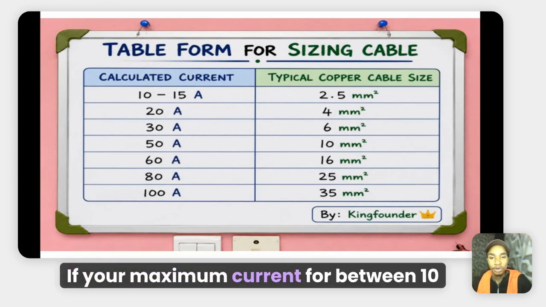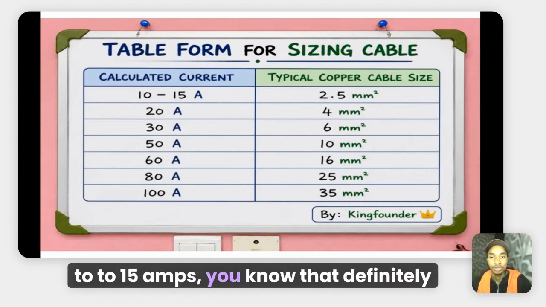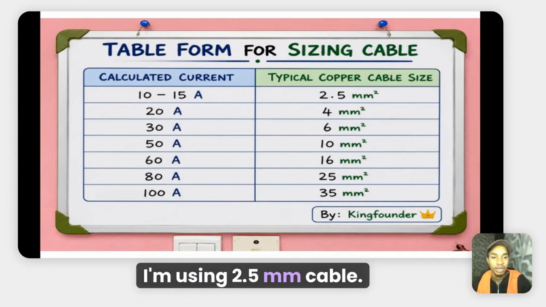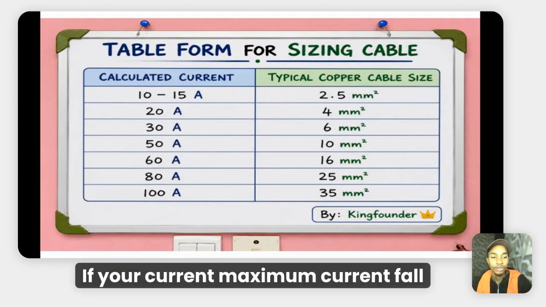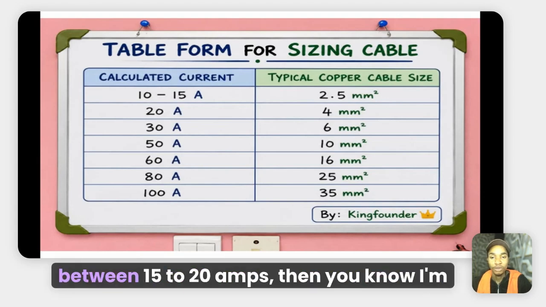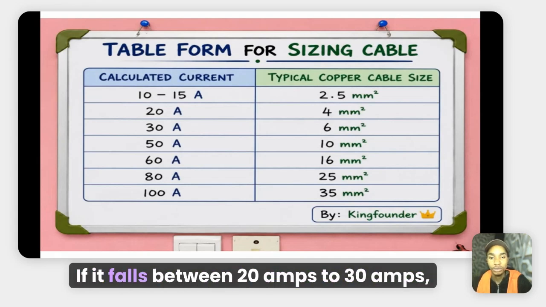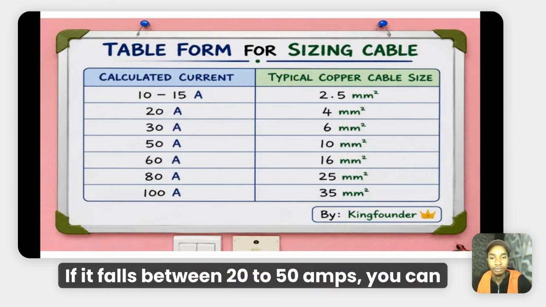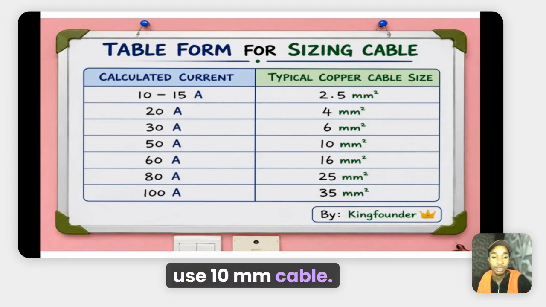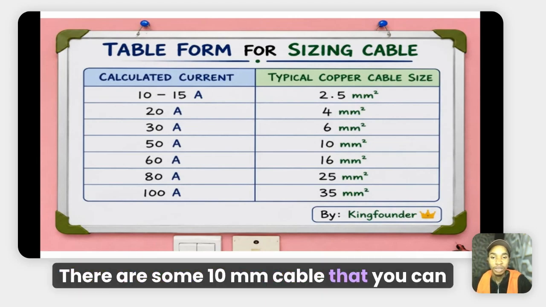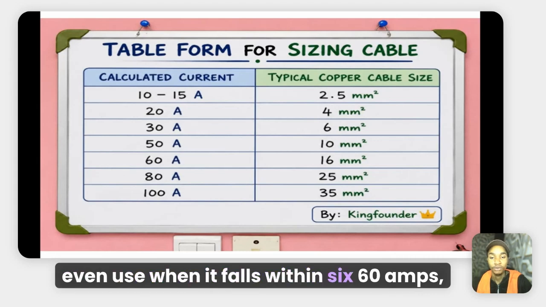If your maximum current falls between 10 to 15 amps, you know that definitely I'm using 2.5 mm cable. If your maximum current falls between 15 to 20 amps, then you know I'm using approximately 4 mm cable. If it falls between 20 amps to 30 amps, then you can use 6 mm cable. If it falls between 30 to 50 amps, you can use 10 mm cable.